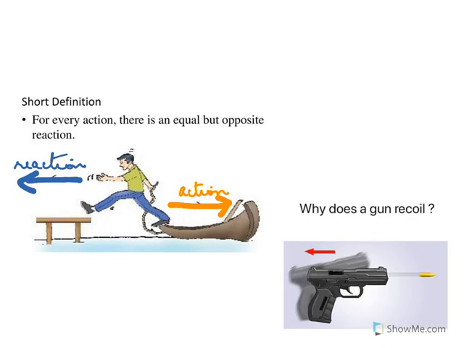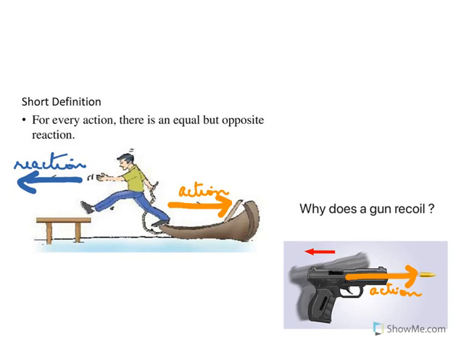Why does a gun recoil? Which means every time we shoot a bullet or fire a bullet out of a gun, the gun moves backwards. The reason is, in order to fire a bullet from a gun, the gun has to exert a forward force to push the bullet out. This force is action.